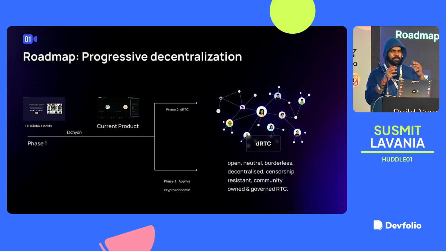DRTC will make all the central components into a nodes architecture, and the app for crypto economics would be the incentive mechanism for all the apps to work together. What we want to realize at the end of the day, where we actually want to get to, is an open, neutral, borderless, decentralized, censorship-resistant, community-owned and governed real-time communication infrastructure.